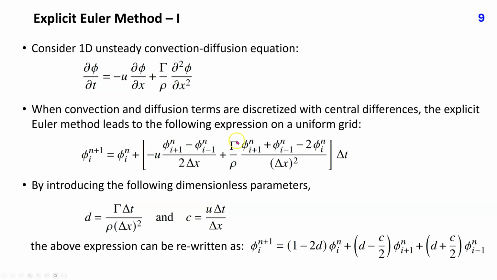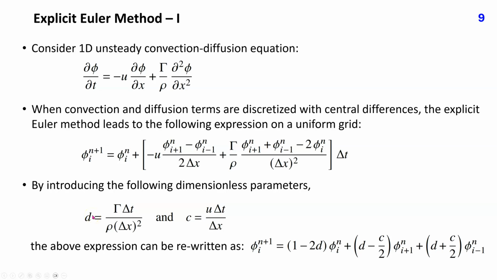to the following expression on a uniform grid. All terms on the right-hand side are computed using values from the previous time step t^n. The following dimensionless parameters can be introduced. The first is associated with diffusion and the second with convection.